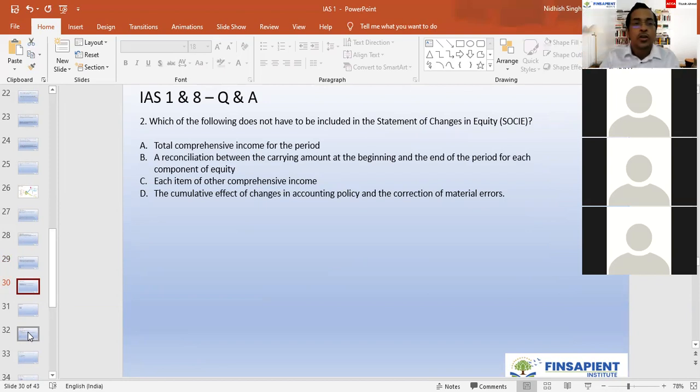Makes sense. So which of the following does not have to be included in the statement of changes in equity? So SCNA, right? Typically that's what you all prefer to say. So what is not included in that? Third one, C, each item of the comparison. Yeah, that does not go there. Excellent.